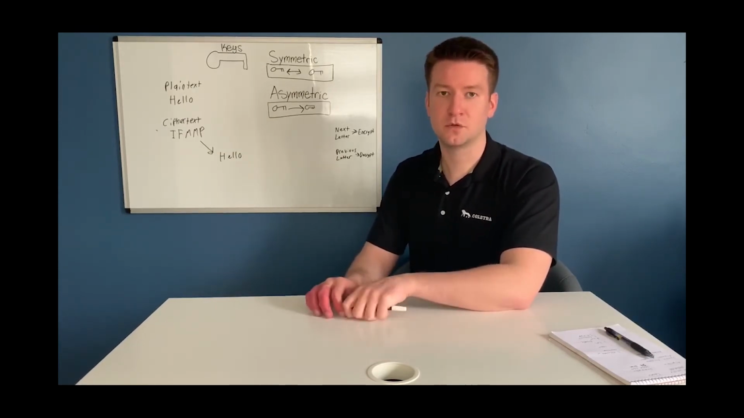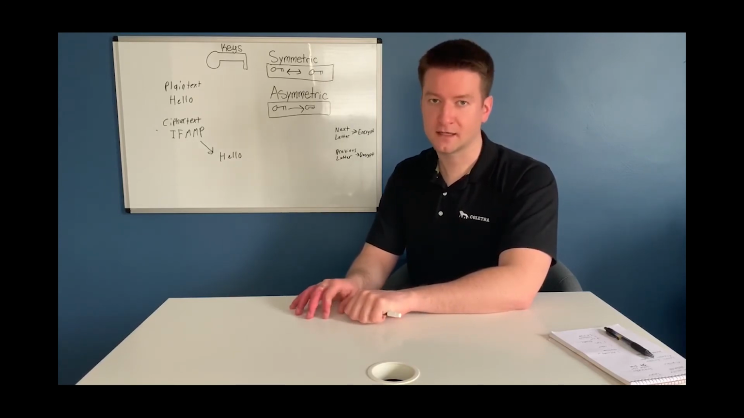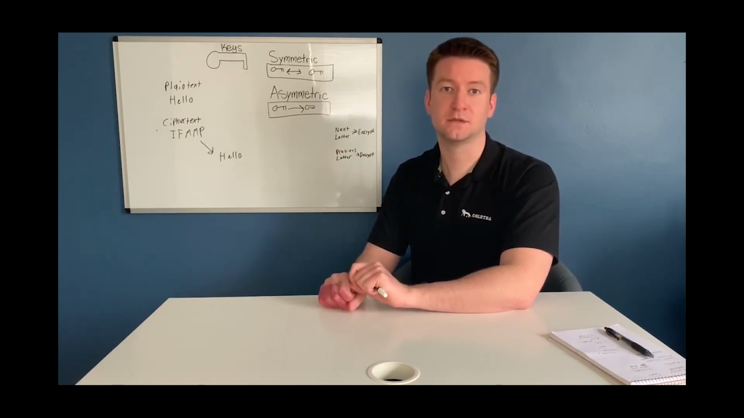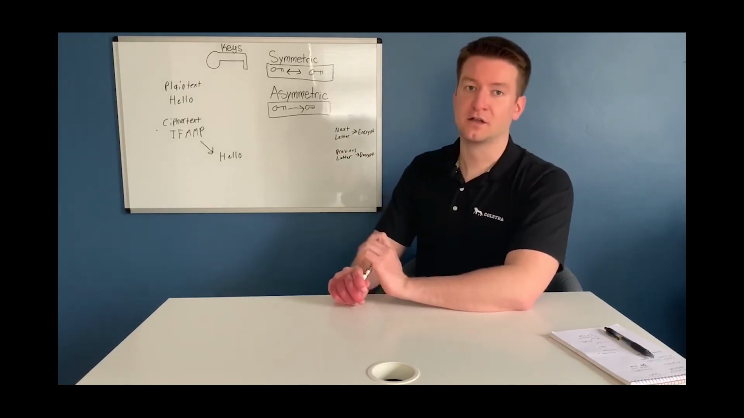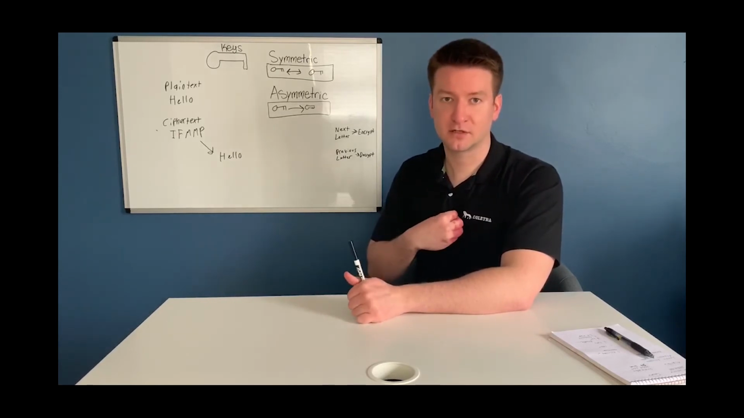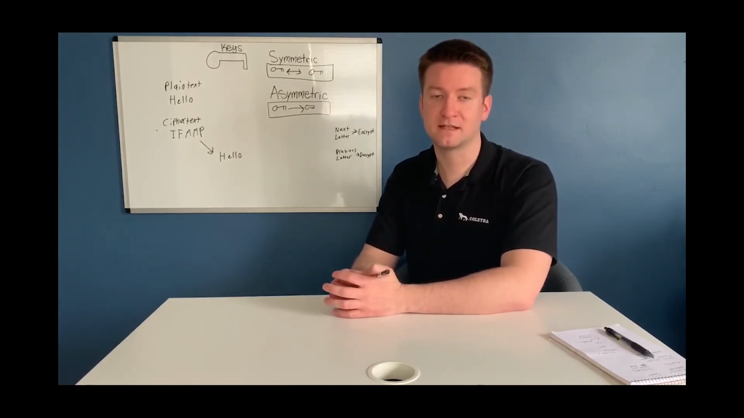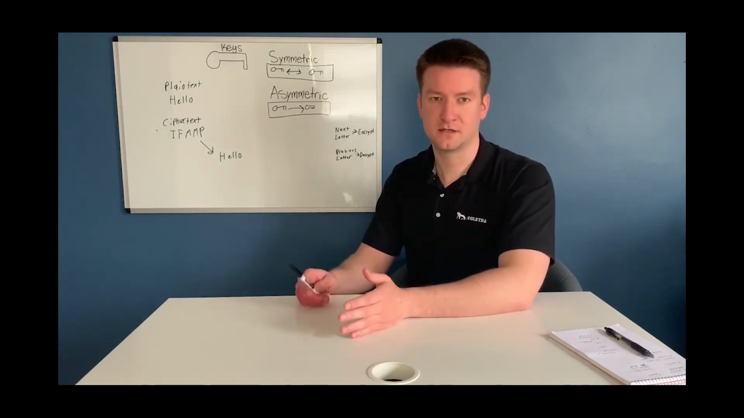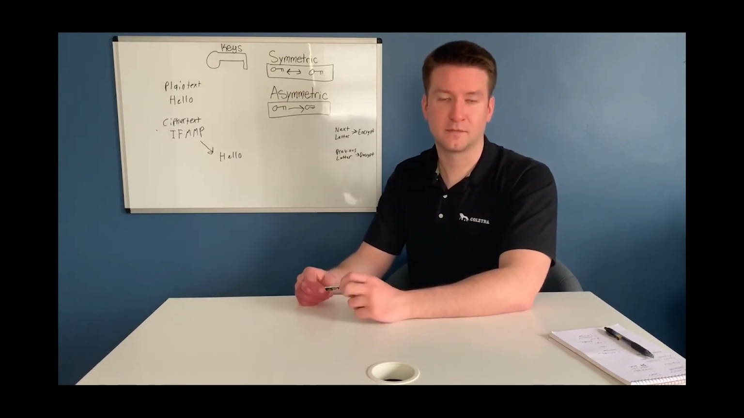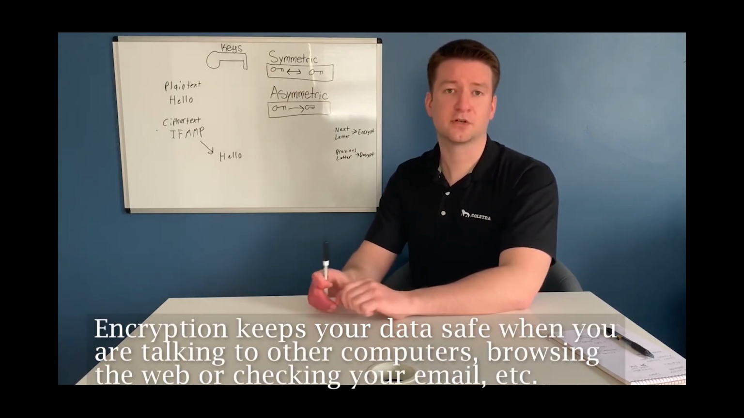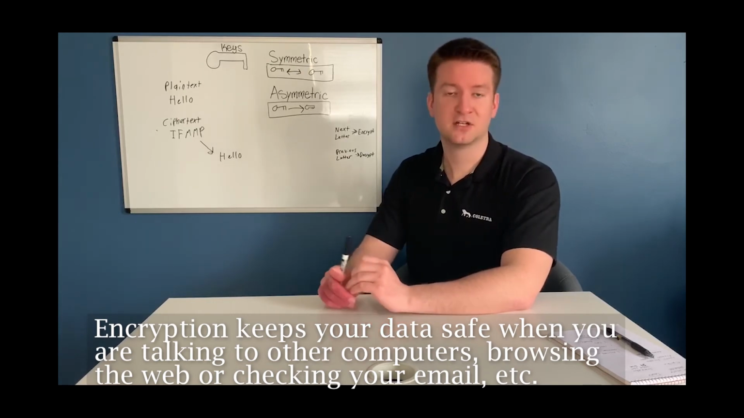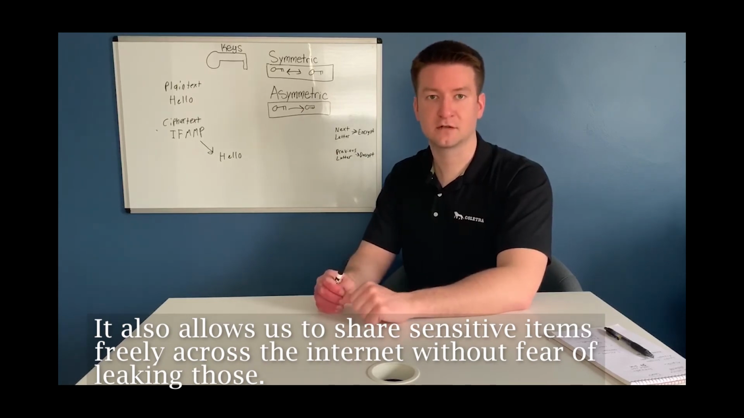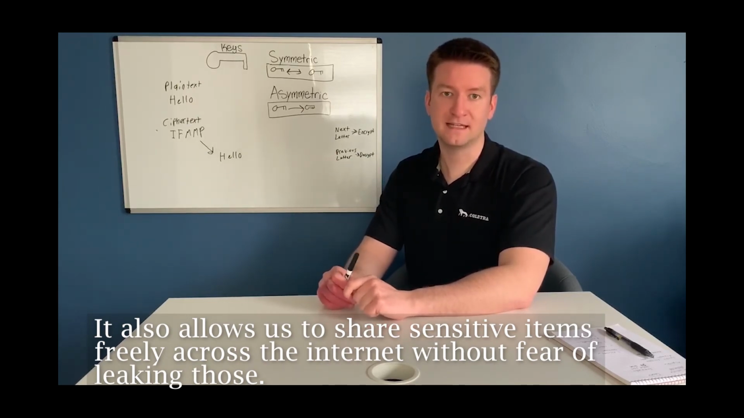If you go onto a website or onto your online banking, you'll probably notice HTTPS in your browser, which means it's secure. It's using an encryption methodology. Your encryption methodology is how you're going to encrypt it, and then the bank, of course, is going to use a different method to decrypt it, so that other people who are also on that website don't have access to your data. So this is very important in cybersecurity for multiple reasons. One, it keeps your data safe when you're talking to other computers, browsing the web, or checking your email. And two, it allows us to share sensitive items freely across the internet without fear of leaking them.